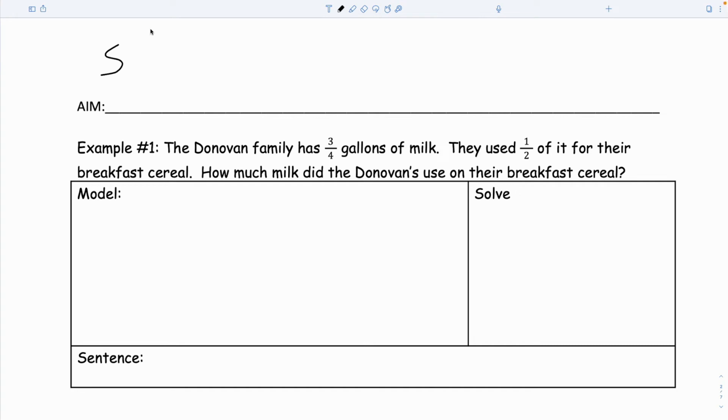Students will be able to. Go, all hands who can read the aim for me, 1, 2. Corbin, what are we doing?